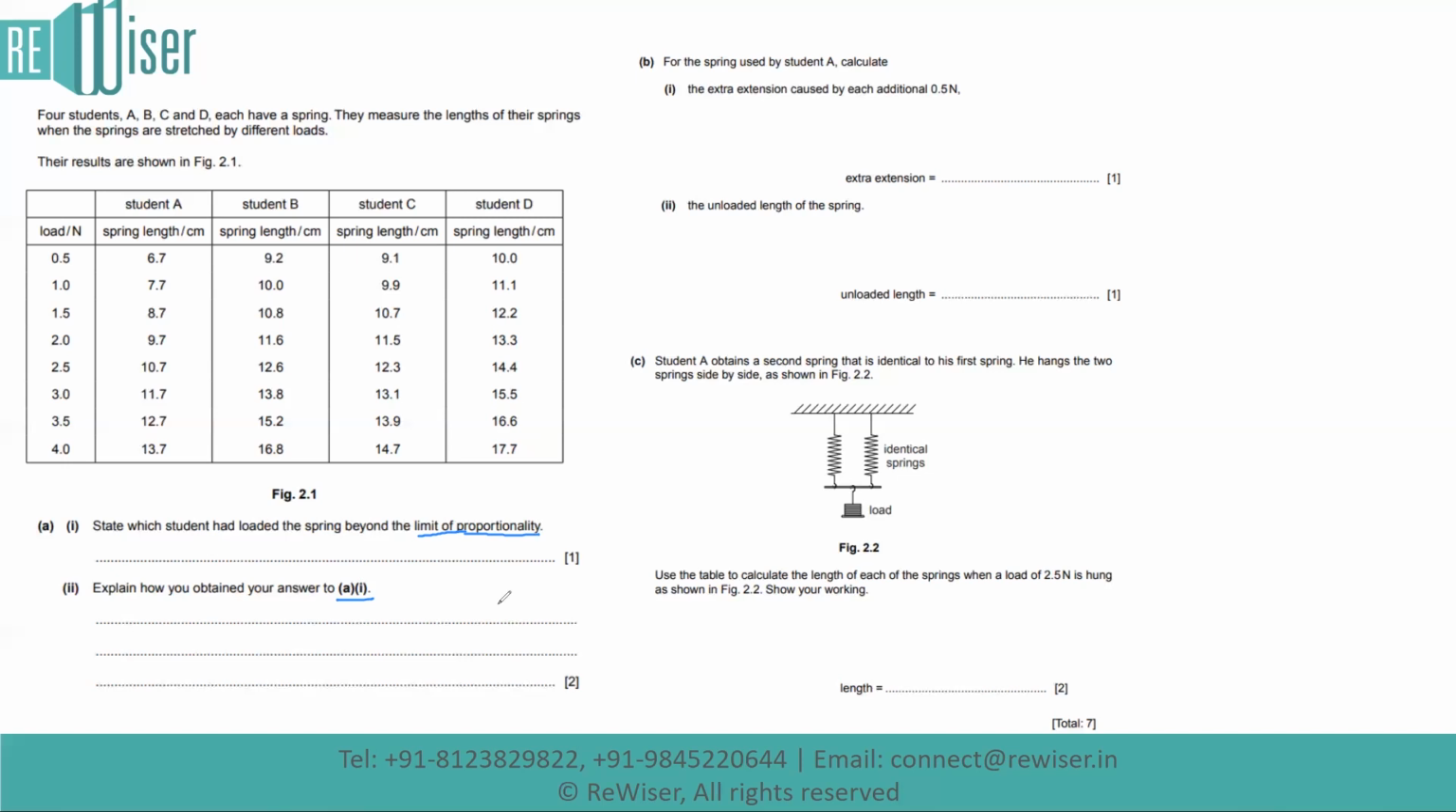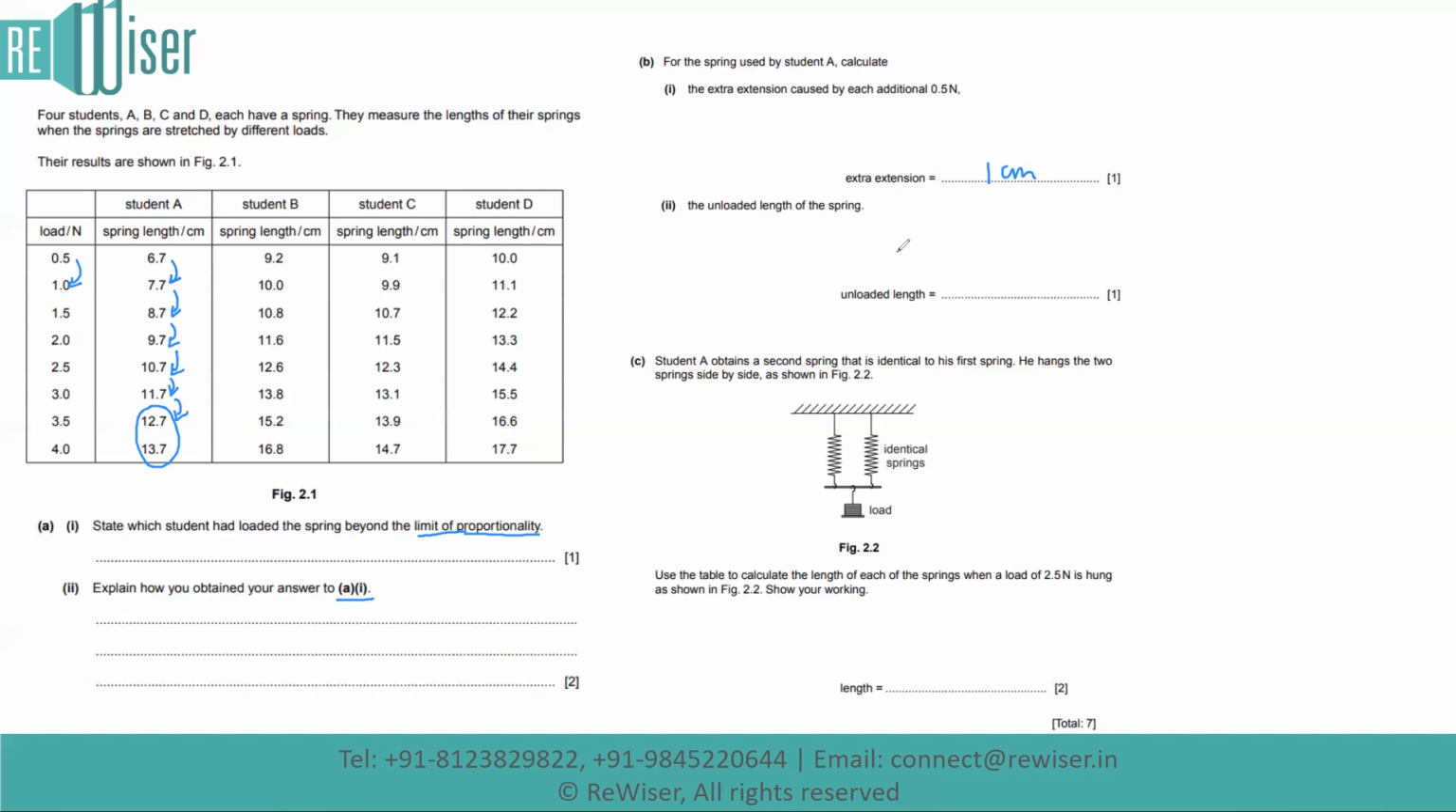For the spring used by the student A, calculate the extra extension caused by each additional 0.5 Newton. For the spring used by student A, we just have to look at the graph. We notice that for every additional 0.5 Newton of load, the additional increase in spring length is 1 centimeter. Although this is not obeyed going further right here, it is obeyed up until the limit of proportionality, which is right about till here.